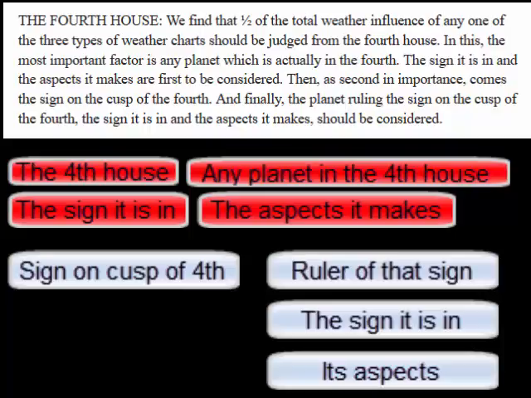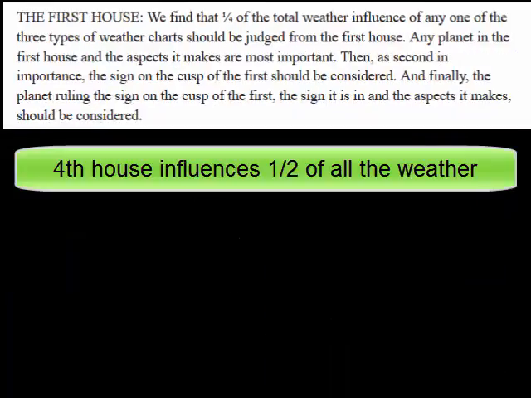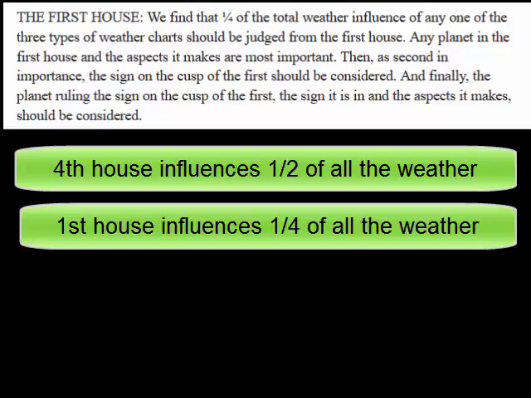This may sound complicated, but when we start working with an actual chart, it will become very obvious. Whereas the fourth house, as we just discussed, influences half of all the weather in the three charts, the first house influences 1/4 of all the weather in the three charts. And we can apply the exact same method of analyzing it that we used in the fourth house.